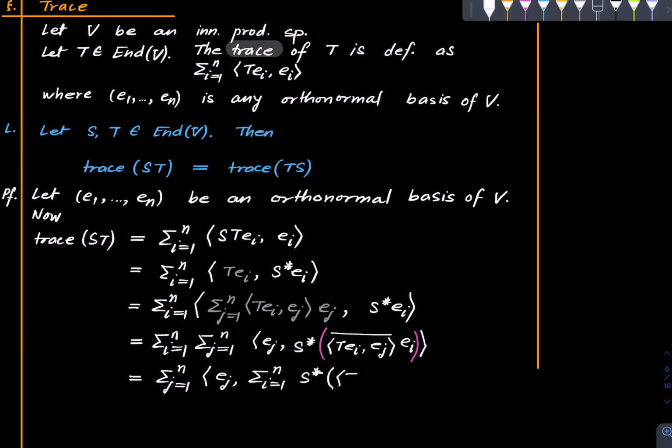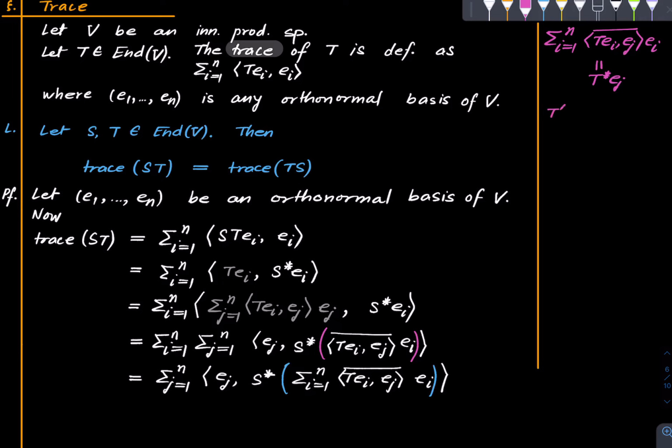Okay, and now let us talk about this summation that is present here. The summation is i equals 1 to n, right, that summation, and we claim that this is equal to T star Ej. So that is a claim that this is equal to T star Ej. How do we prove this? Well, T star Ej is what? T star Ej is this summation.